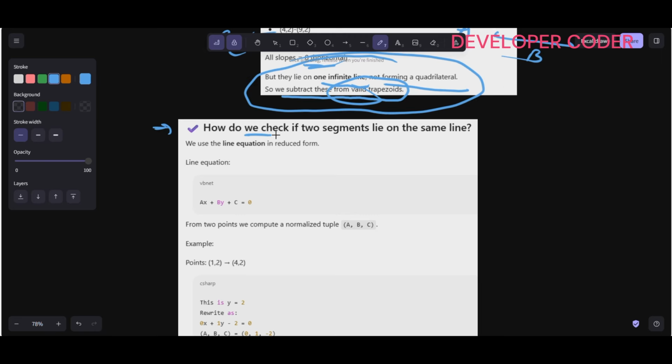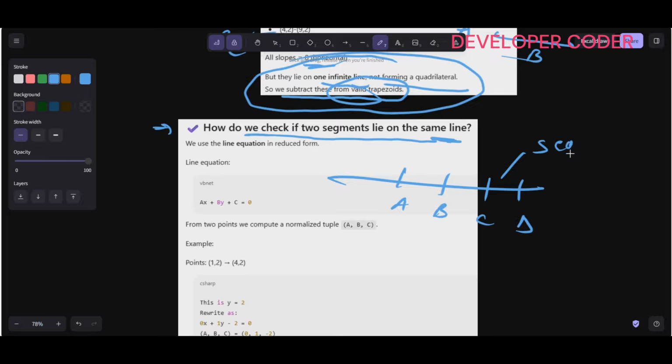Okay, so how do we check if two segments lie on the same line? How I'm going to check that, right? If the two segments, right, they lie on the same line, right? Segment S2, segment S1, line 1, something like this.